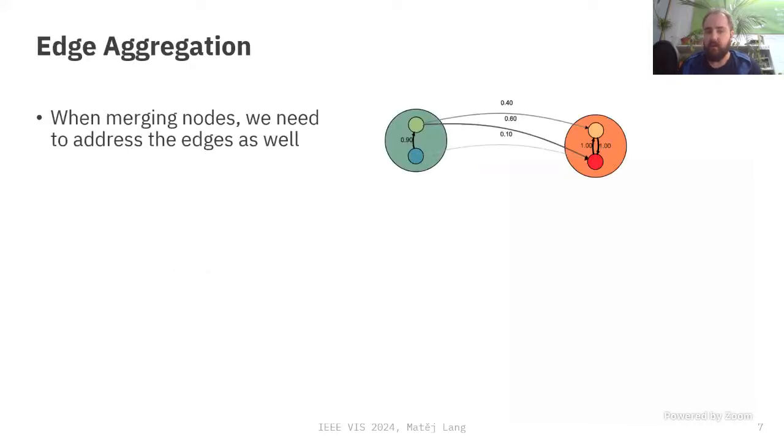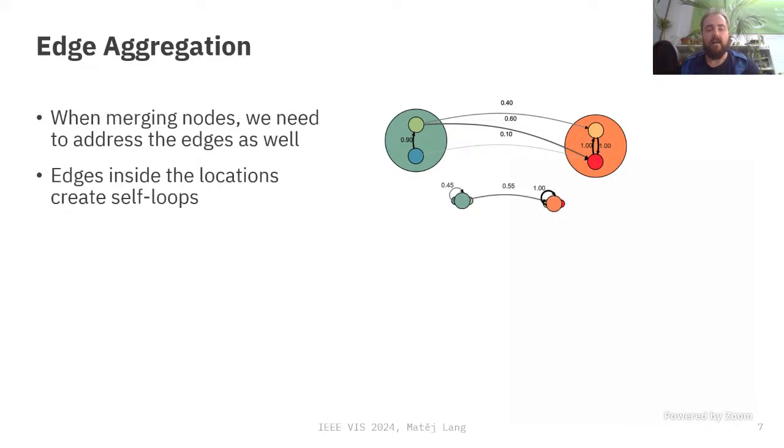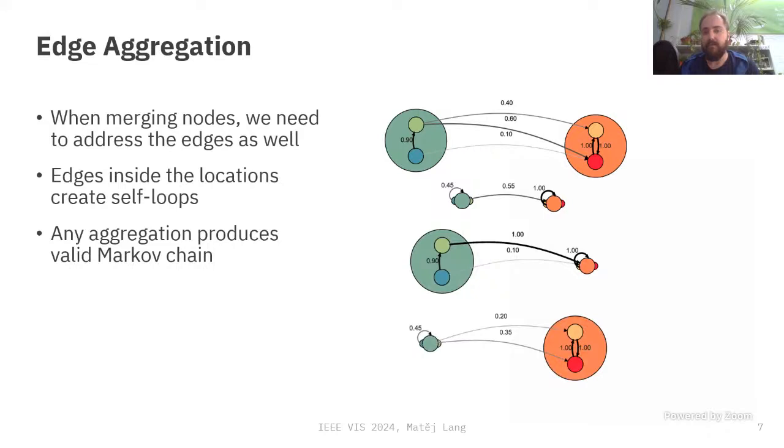When we try to close those locations, we also need to take into account the multiple edges that come in and out. So we created an edge aggregation algorithm that's able to recompute all the edges. As you can see in the image, all the edges that would be inside the location now become self loops that connect to itself. And the main important takeaway is that by closing any locations, by any aggregation, we can still create a valid Markov chain, which is very important.